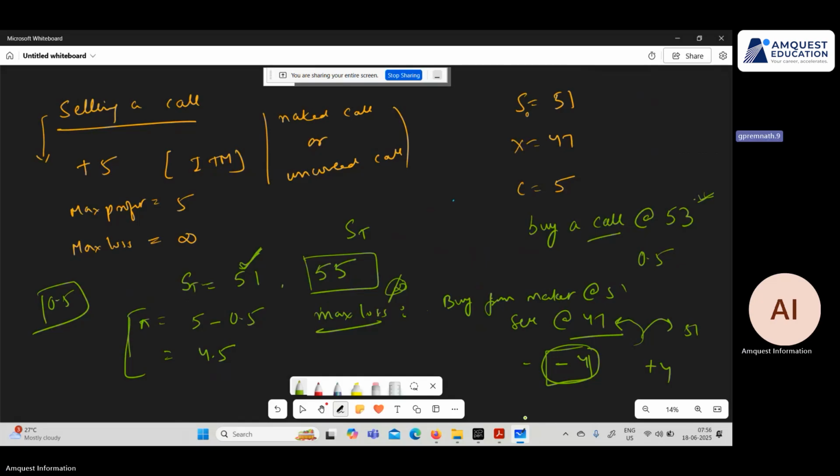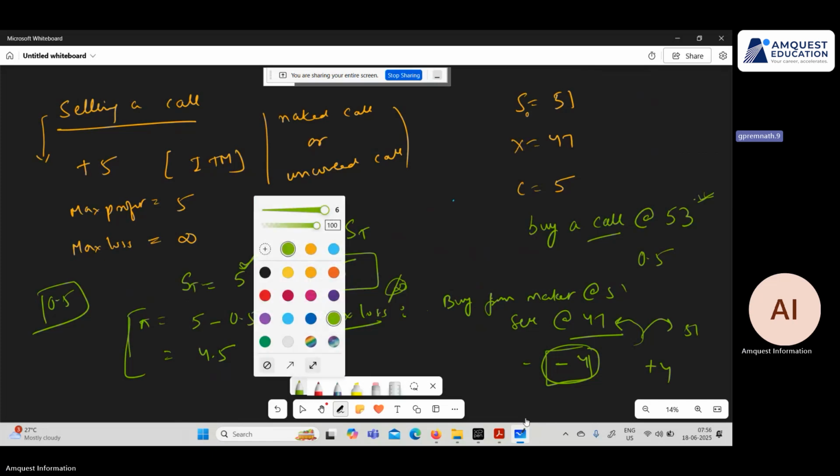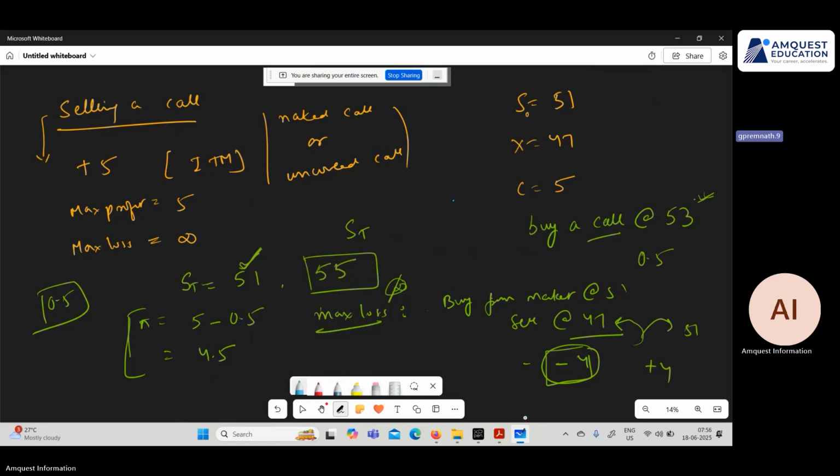So the guy executes. You've pocketed 4.5 already up front. The guy executes from 47. It goes to 55. So 8. He's got 8. You've lost 8. But then you've gained from the call option that you have. So that's a gain of 2.6. Is it 2.5? The loss. These are random numbers I have to do.